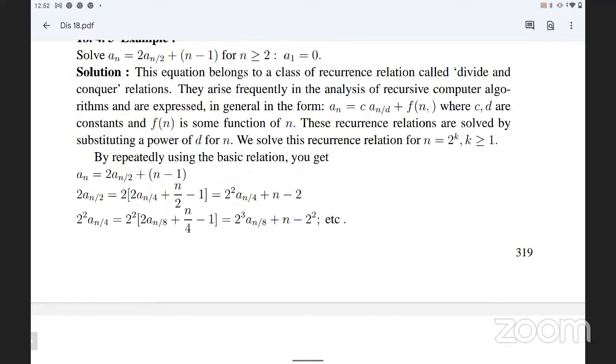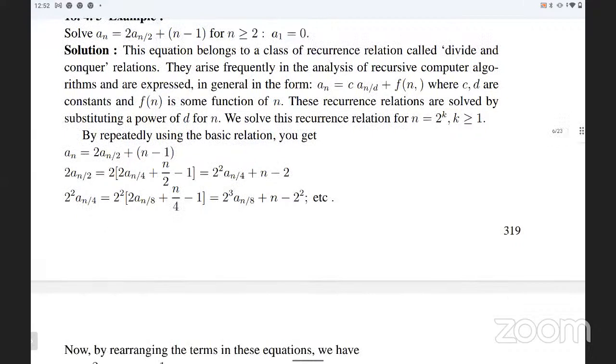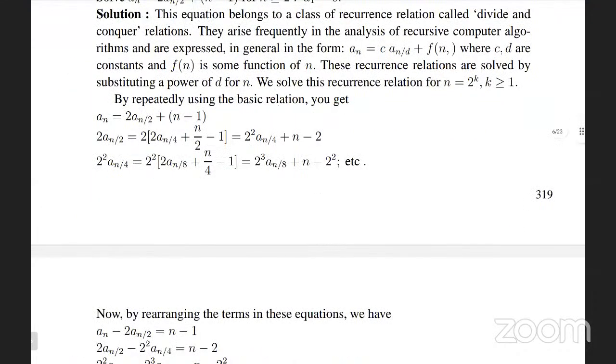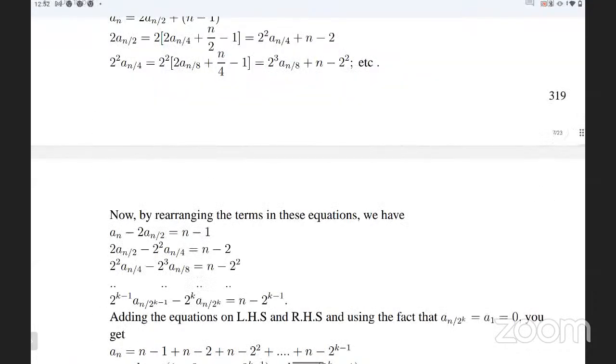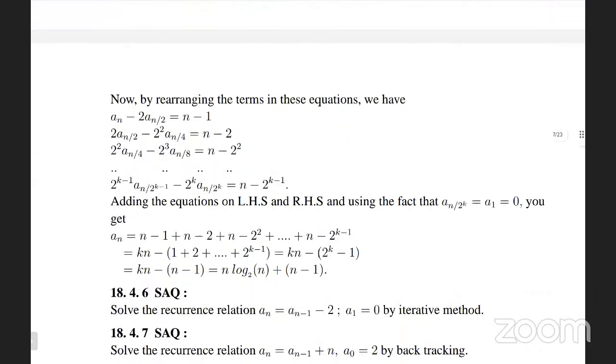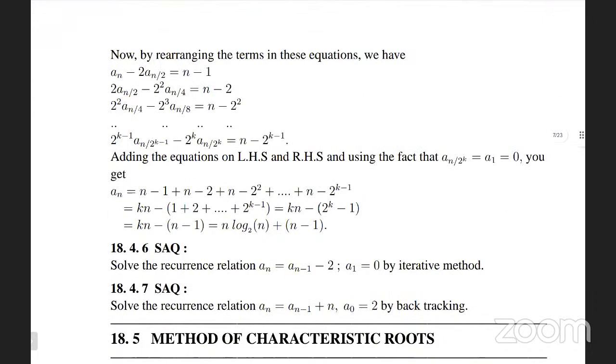Now we can go for the product. What happens? It is 2 square into a n by 2 plus n minus 2. Again I can go for 2 square into a n by 4. Similarly, it is coming up to the last term. If I add all the terms, I can get an equal to n minus 1 plus n minus 2 plus n minus 2 square plus so on n minus 2 power k minus 1. Here 1, 2, 3, so on up to k terms will be there, so that it is kn. The rest of the terms are minus 1 plus 2 plus 1 plus 2 power k minus 1 will be there.